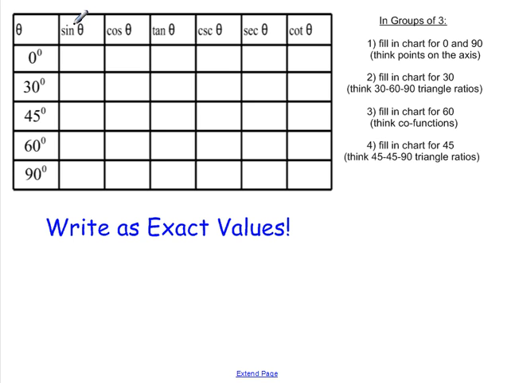So what I'll be looking for here: sine of 0 degrees should be 0, so you write it as 0. Sine of 30, if you figure it out, is 1/2. That should be root 2 over 2 for the sine of 45. The sine of 60 is root 3 over 2, and the sine of 90 is 1. So this is how I'm looking for this table to be filled out.